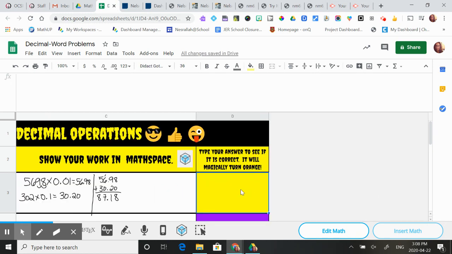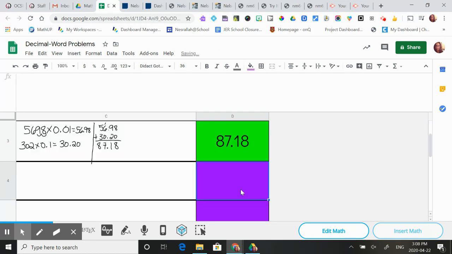And so now I'm going to type the answer in here. Even though it's a dollar amount, I'm not going to add a dollar sign. I'm just going to write 87.18, and I'm going to press enter. And if it turns a different color, it means I got the answer right. And it has turned green, so I know I've gotten it right.